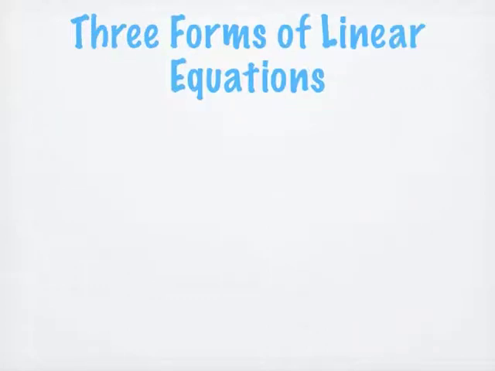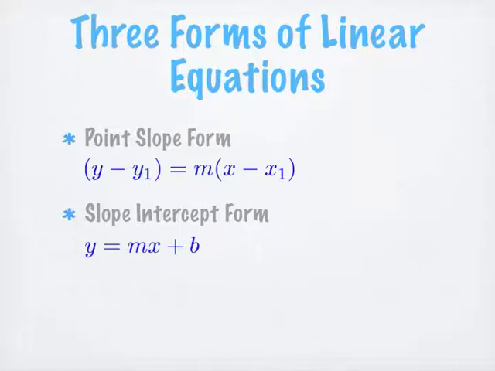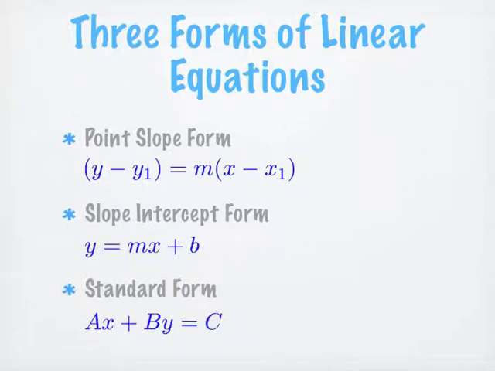So to recap an earlier video, there are three basic forms of linear equations. We have point-slope form, which follows this form: y minus y1 is equal to m times the quantity x minus x1. There's slope-intercept form, which is y equals mx plus b. Most students are mostly familiar with this one. And standard form, which is a times x plus b times y is equal to c.